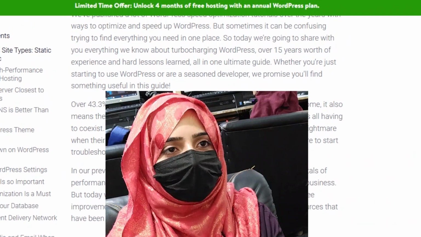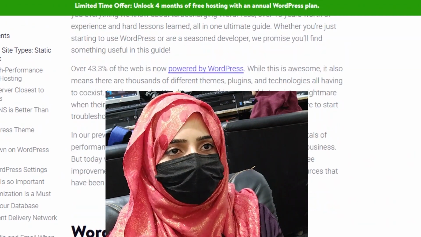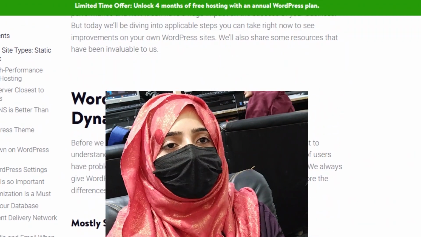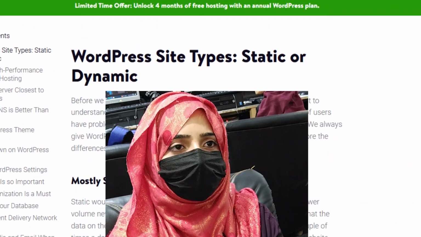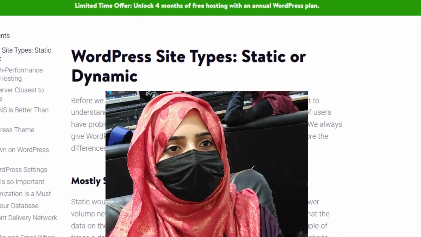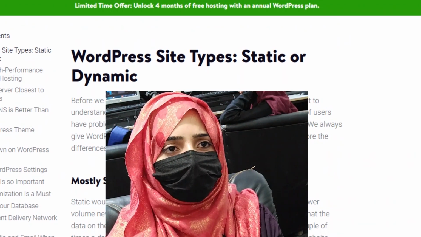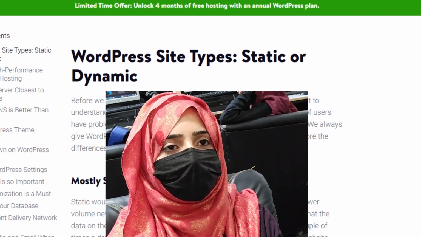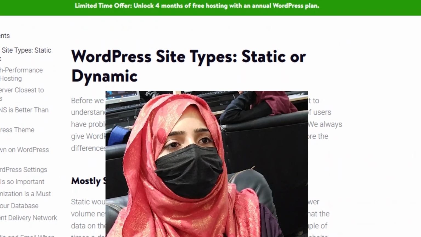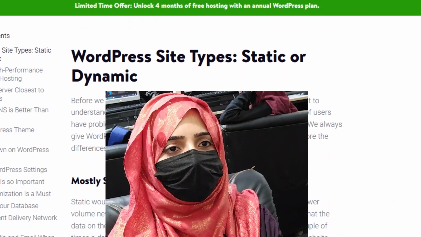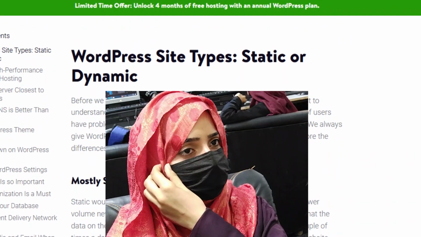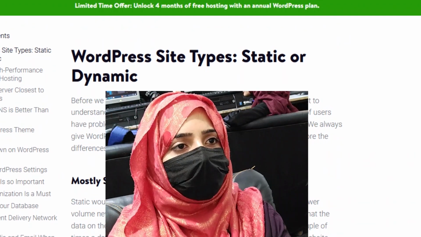What is static or dynamic? Before we dive into the WordPress speed optimization, it's important first to understand that not all WordPress sites are the same. That is why lots of users have problems, as you can't go about tackling every issue the same way. We always give WordPress sites a classification: static or dynamic. So let's first explore the difference between these sites.